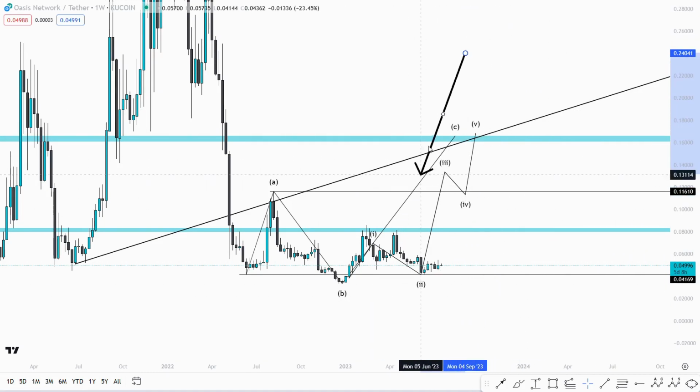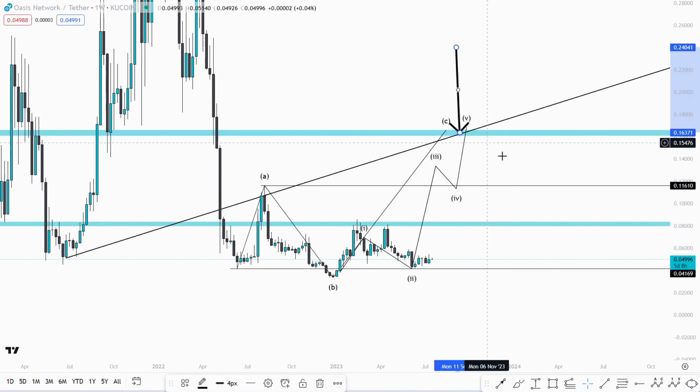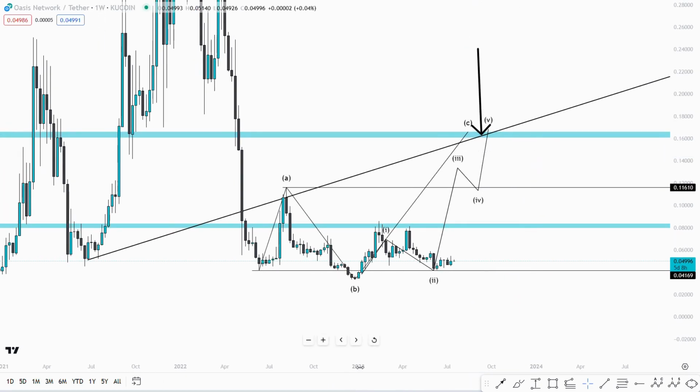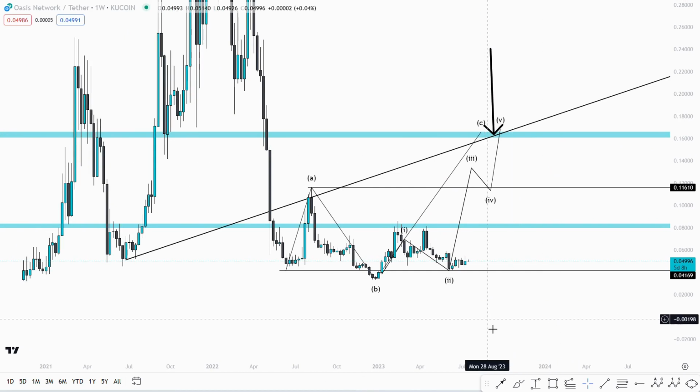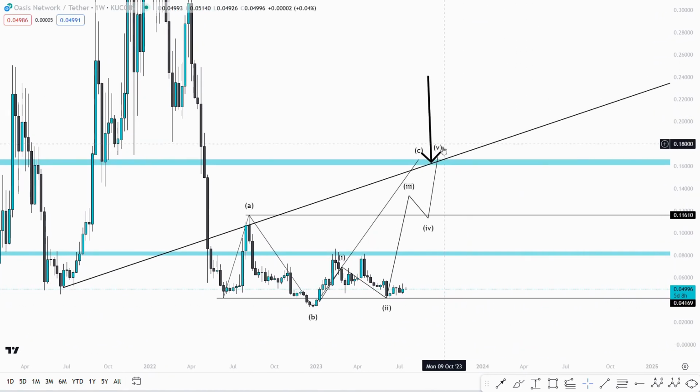Both counts here, of an ABC or a 1, 2, 3, 4, 5 impulse, give us that move to the upside. So even if the bearish count is correct and we go up and then we go for brand new lows in the future, or a big liquidation event or a black swan event happens, it doesn't really matter too much because you've got those TP zones marked out on your charts.